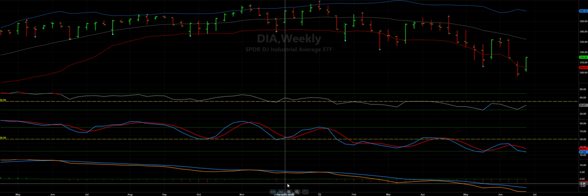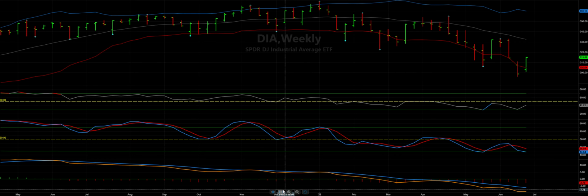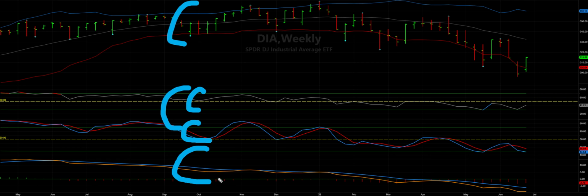So what we're looking at right now is a weekly chart of the DIA, the ETF that tracks the Dow Jones Industrial Average. And we have up top our Bollinger Bands. We have our RSI here. We have our stochastic. And we got our MACD down below.